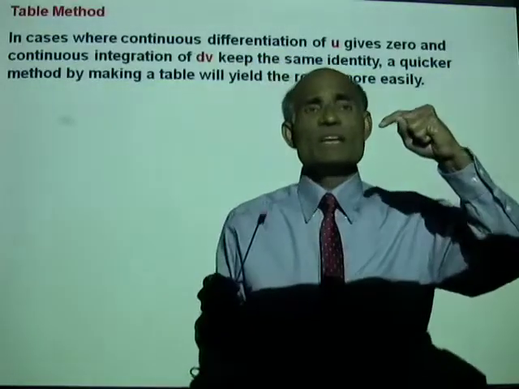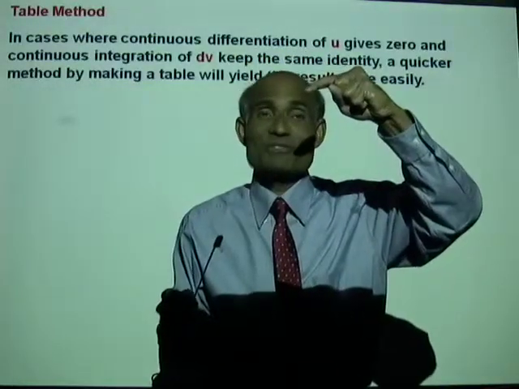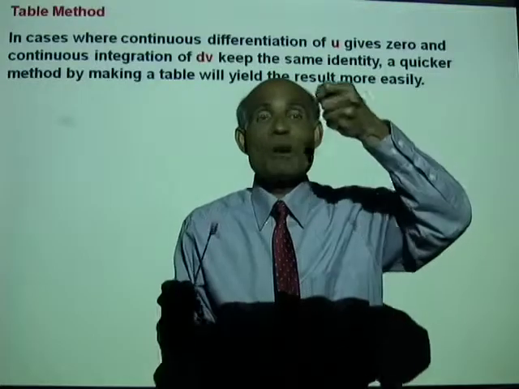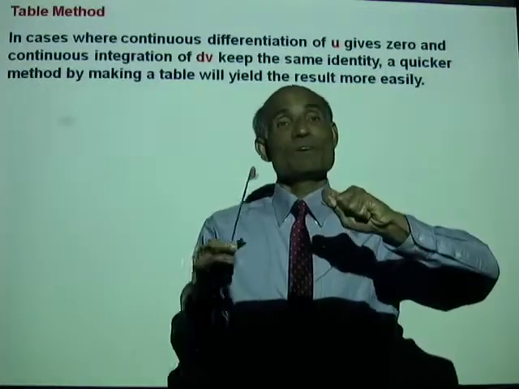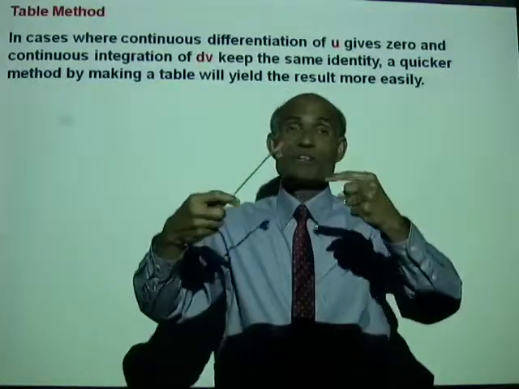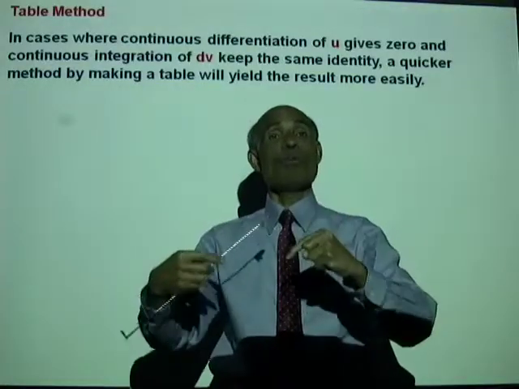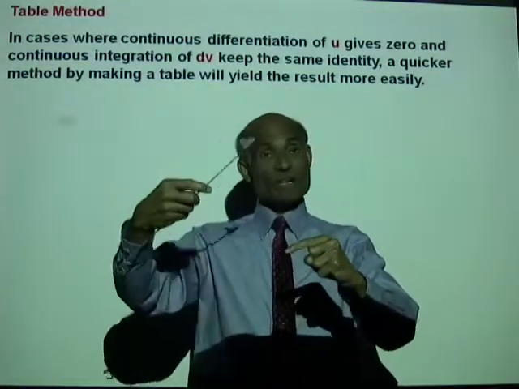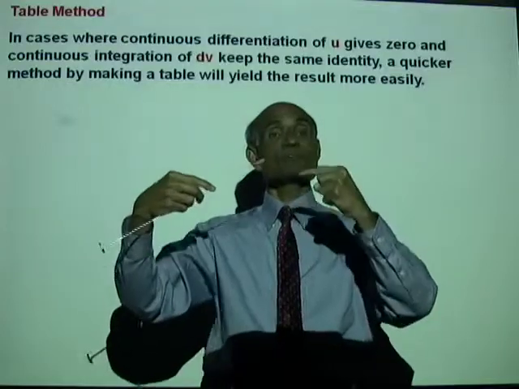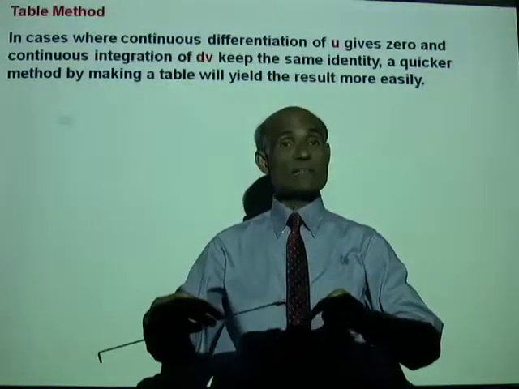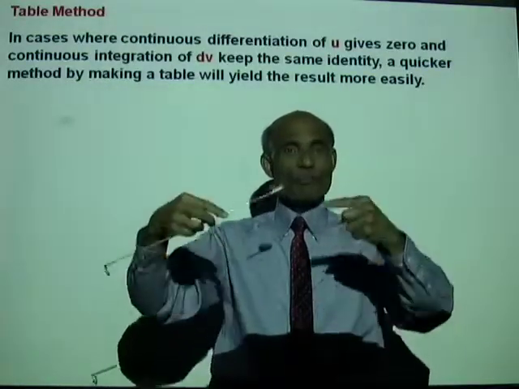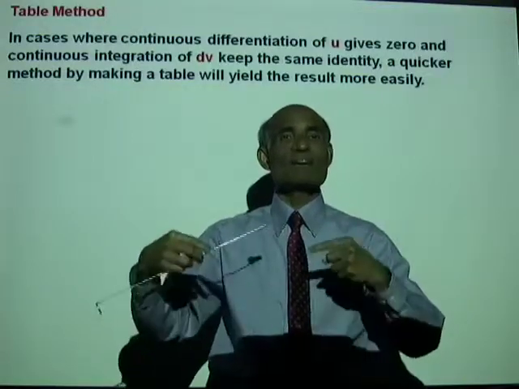You see, e to the power of 2x, when you integrate, you get e to the power of 2x over 2. And when you integrate that, you get e to the power of 2x over 4. And if you integrate that, you get e to the power of 2x over 8. You can see the same form keeps coming back every time.